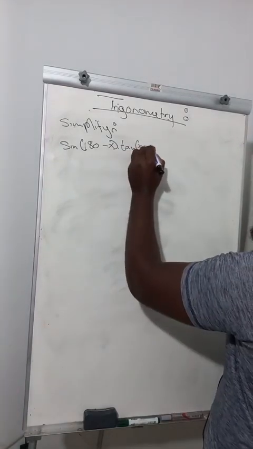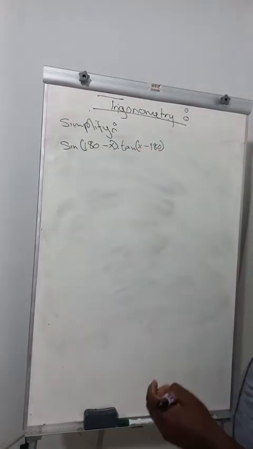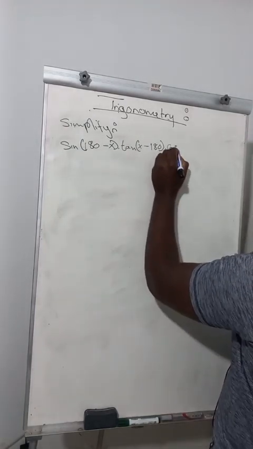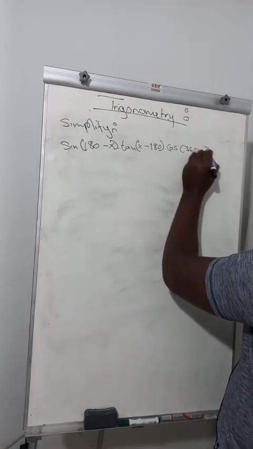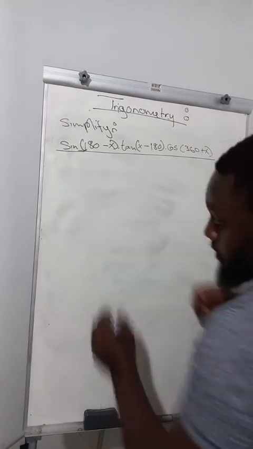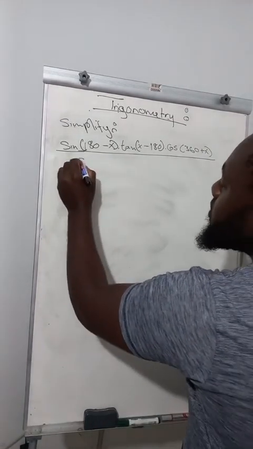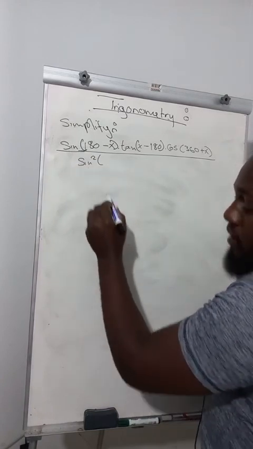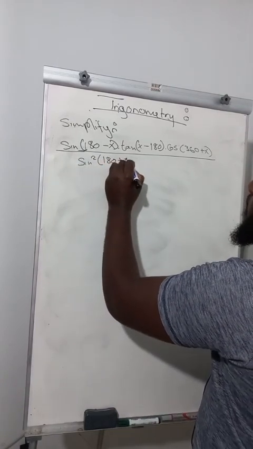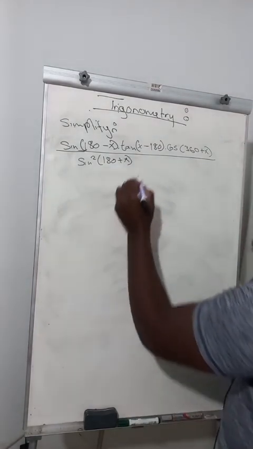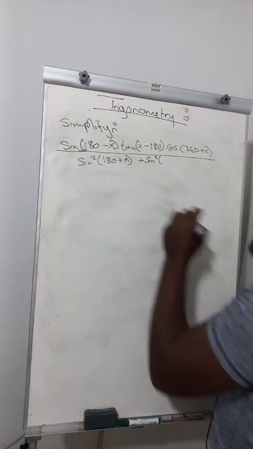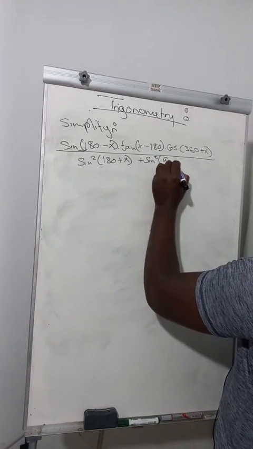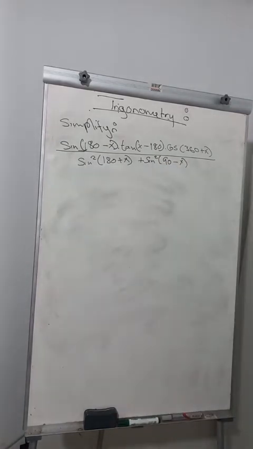x minus 180, and then multiplied by cos of 360 plus x, and then all divided by sine squared of 180 plus x, plus sine squared of 90 minus x.